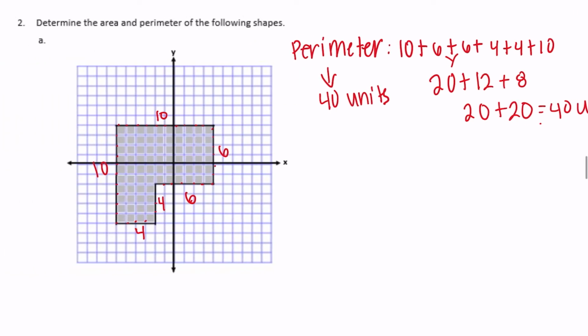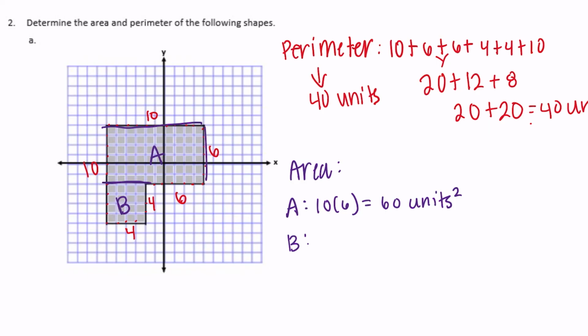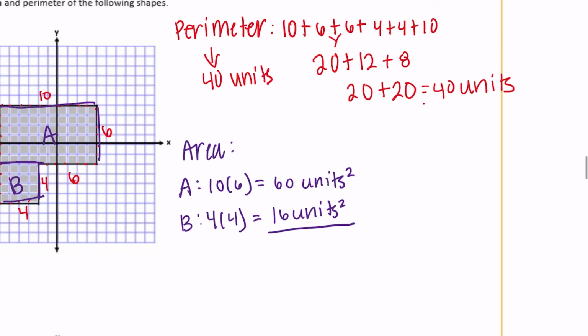And the area, I'm going to split it. There's different ways to split it. I'm going to break it like that. So we have rectangle A and rectangle B. So the area of A is 10 by 6, or 60 units squared. The area of B is 4 by 4, or 16 units squared. If we were to add those together, we get 76 units squared as the area.